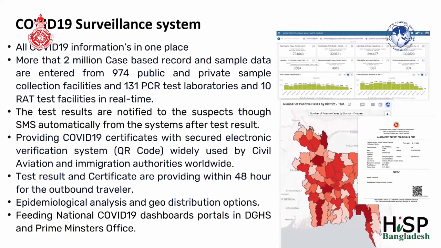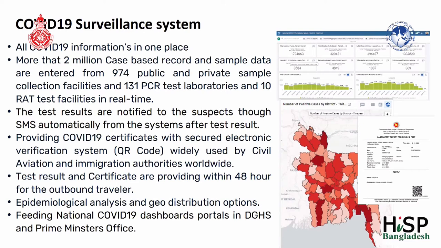And this is an update of how the COVID-19 surveillance system is actually implemented in Bangladesh. They have all COVID-19 information in one place, and they have had more than 2 million case-based records included, reported from a number of health facilities and laboratories. They have a system where test results are notified to the client, to the suspect, through SMS automatically.